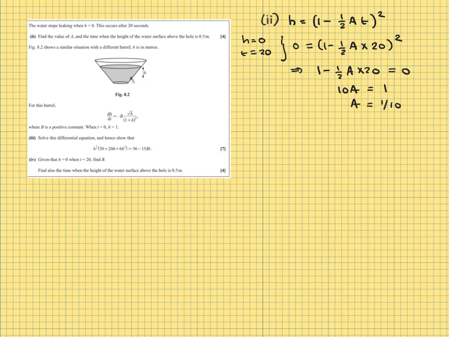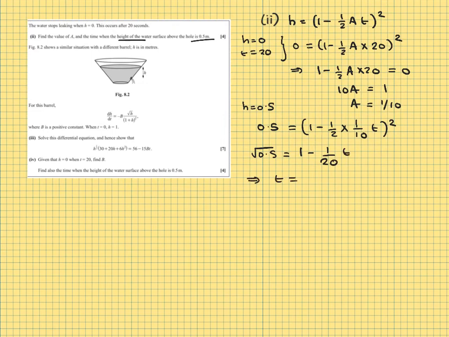Now we need to find the time when the height of the water surface is 0.5. So we'll make h equal to 0.5 and find t. So 0.5 equals 1 minus a half, and we now know that a is 1/10, t all squared. So square root both sides, and we're left with 1 minus 1/20 of t on the right hand side. Let's just solve this simple equation to find t. So this gives me t equals 5.8578... So we will say 5.86 seconds to 3 SF.